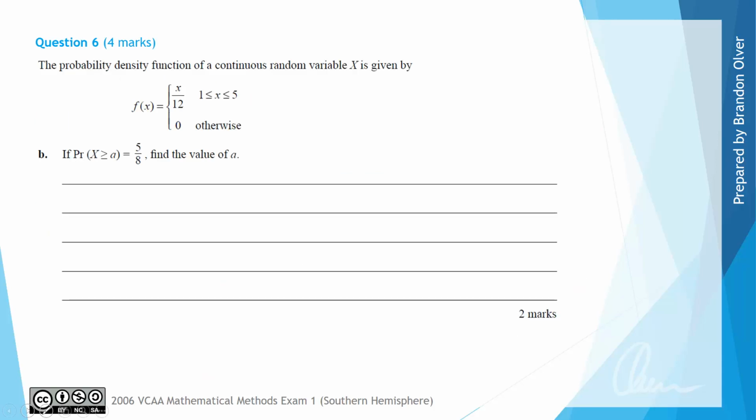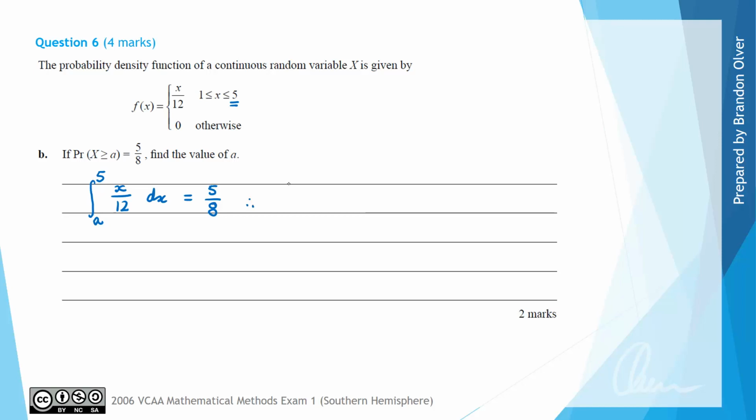For part B, we have the same probability density function, and this time we're asked that if the probability that x is greater than or equal to a equals 5 on 8, find the value of a. Once again, we can use the area under the curve to evaluate this, so a being the lower bound and 5 being the upper bound, of x over 12 dx must equal 5 over 8.